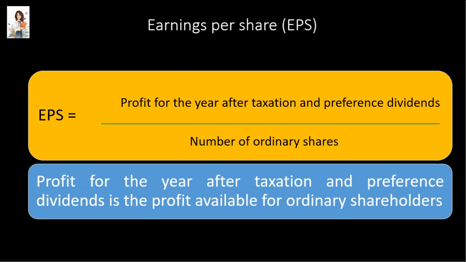In this formula, the numerator is earnings and the denominator is number of issued shares. Earnings are profit for the year after taxation and preference dividend. That is, earnings that belong totally to the ordinary shareholders. Let's look at an example.